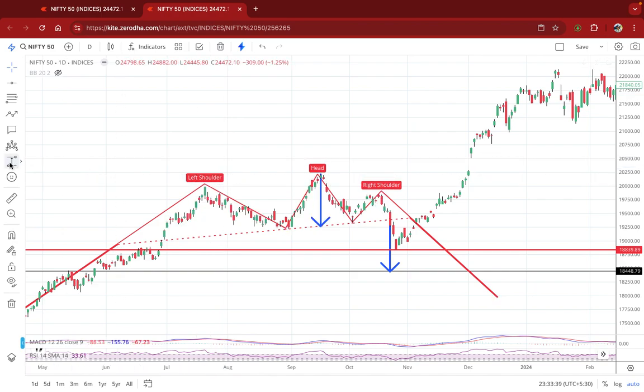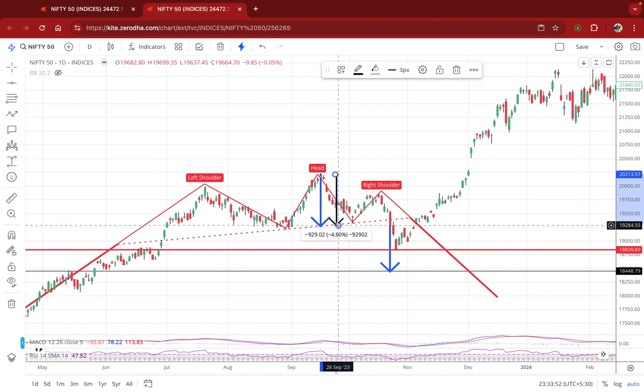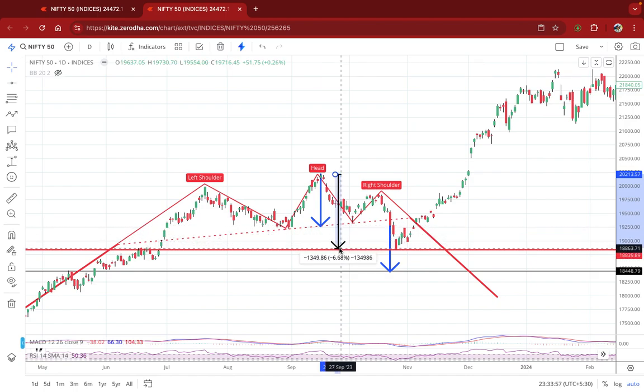Now, if I go by the price header here, the typical fall before the neckline was breached was around 4.6%, and thereafter it went down to somewhere around 6.6%, the total fall before it reversed. So you can see it is down 1.5 times what was indicated by this chart pattern here.